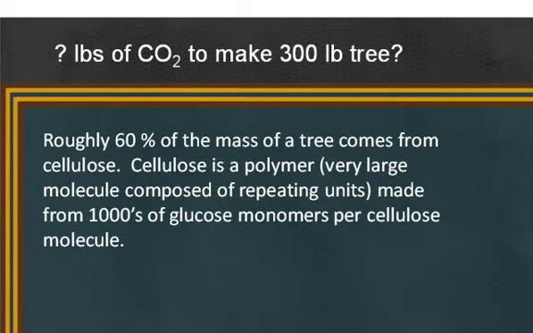Okay, so where does most of the mass of the tree come from? Well, most of the mass of the tree comes from cellulose. Cellulose is made from glucose. But how does a tree make glucose?